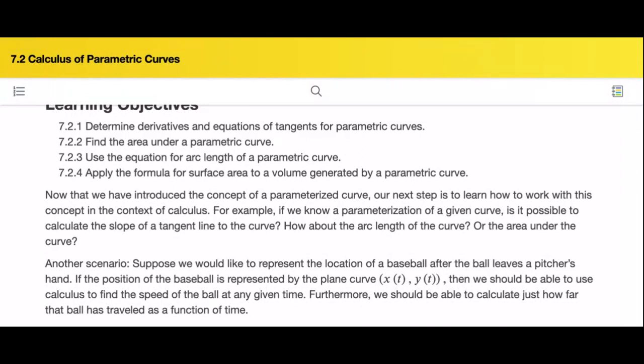The second part is we can find the area under a parametric curve. Then we want to use the equation for arc length of a parametric curve, so we can find the length from one point to another point of the curve. And then apply the formula for surface area to a volume generated by a parametric curve.